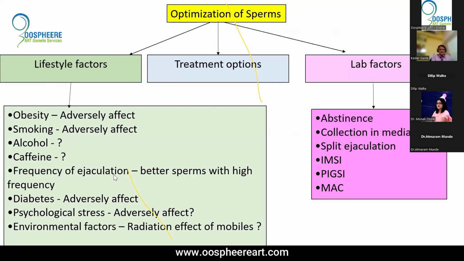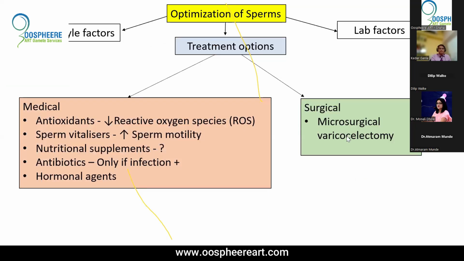Frequency of ejaculation: I've seen an infinite number of patients coming for IUI with 10-15 days of abstinence. What result are they likely to get? Diabetes, we know, can cause abortion and congenital heart disease, as can psychological stress and environmental radiation. This I will talk about in the next part. Treatment options.